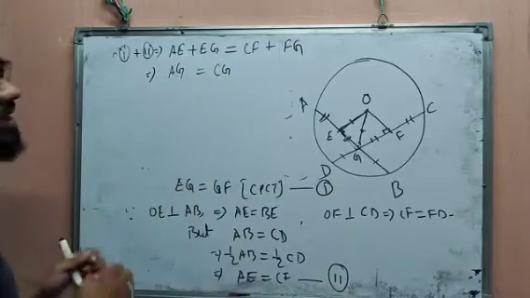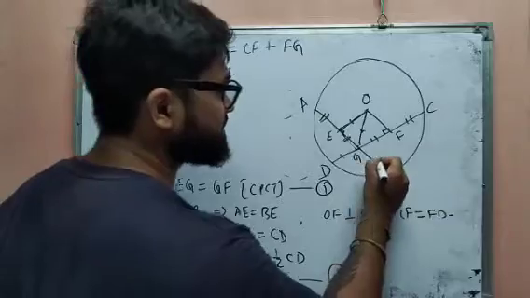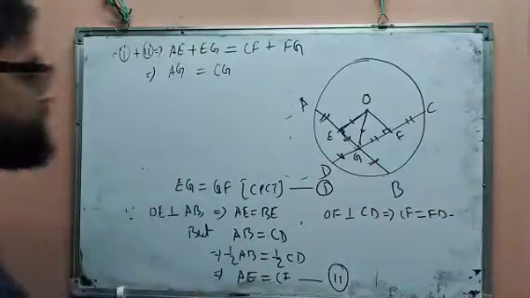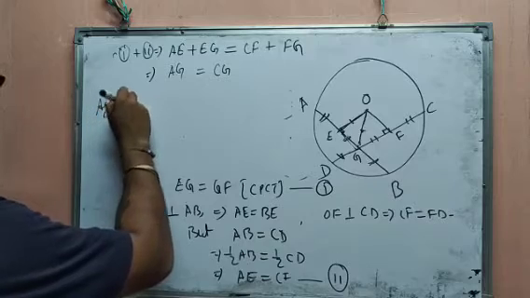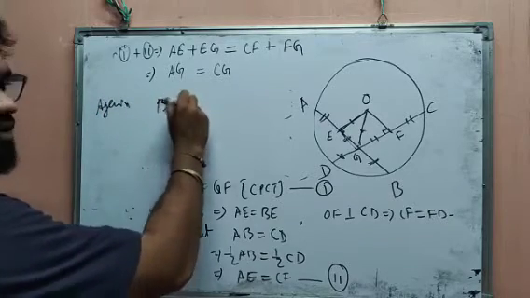Next, we are asked to prove the other portion, that is BZ and DZ. For that, what can you do? This is the half portion again, BE equal to half portion.